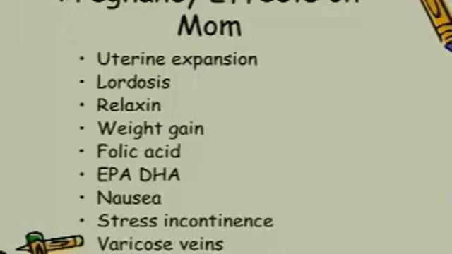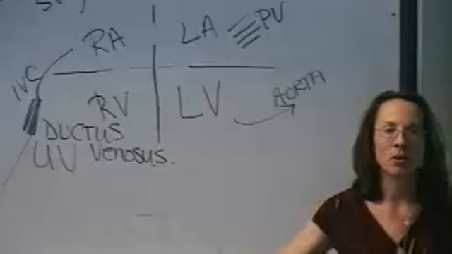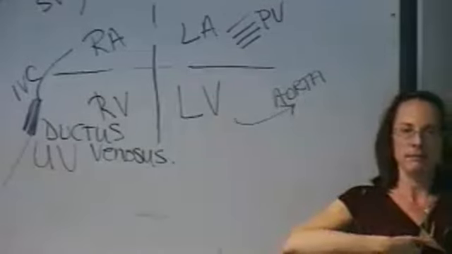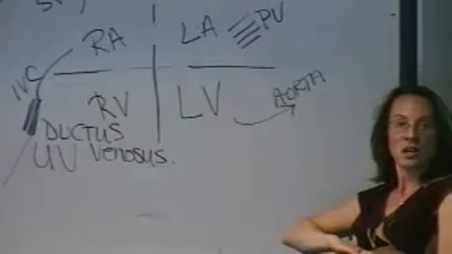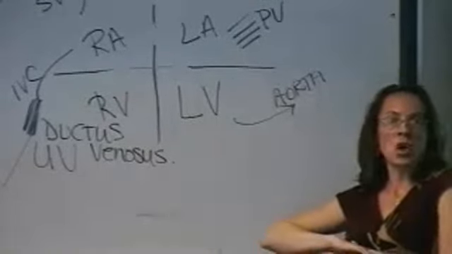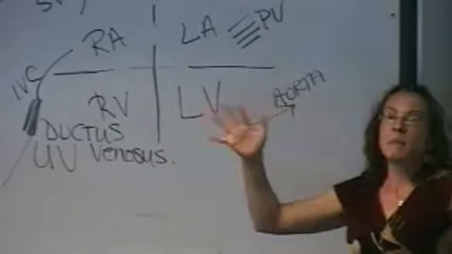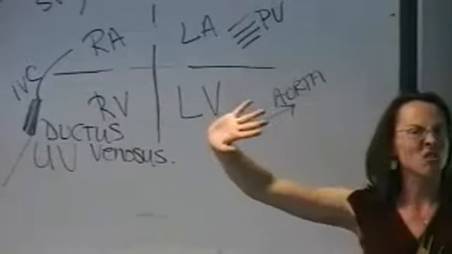Pregnancy effects on mom, uterine expansion. Wow, that's a no-brainer, isn't it? The uterus actually will expand all the way up to the xiphoid process. I hate to keep going in and out, but just in case you don't remember, this is your xiphoid. The uterus goes from the bony pelvis all the way up here, takes all those abdominal organs and pushes them aside. They get all smushed.